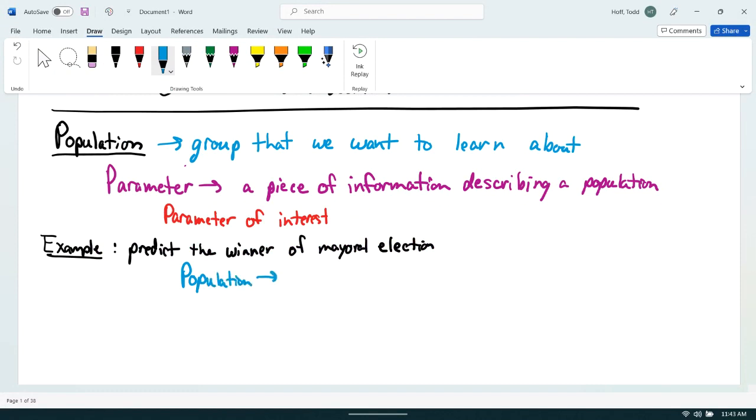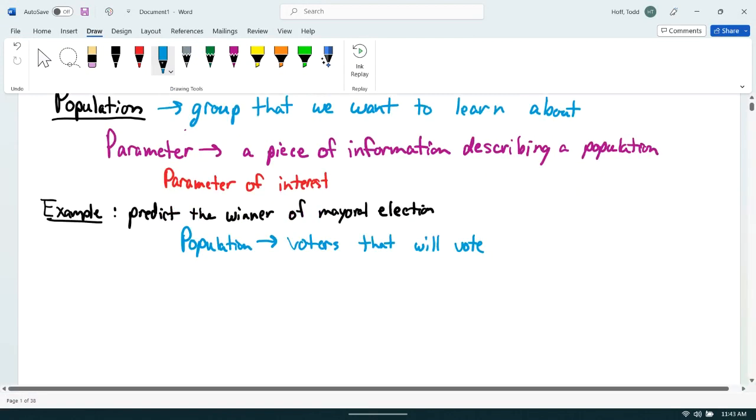Now, it might be tempting to say all registered voters, but not really. Because especially in a mayoral election, you're lucky if 30% of the registered voters show up. So our population here is really voters that will vote. The ones who don't plan on voting, we don't care about what they think because they're not going to make this decision. They're not going to determine who wins.